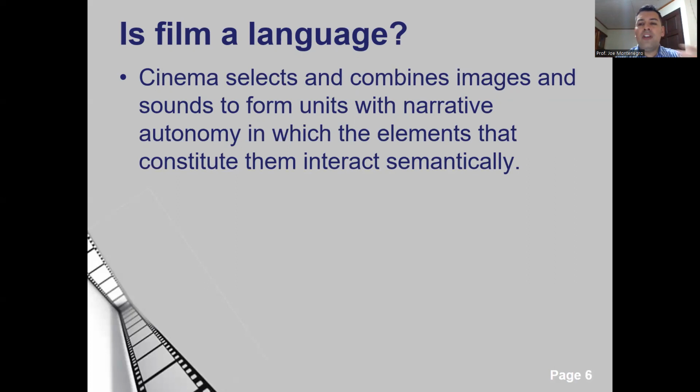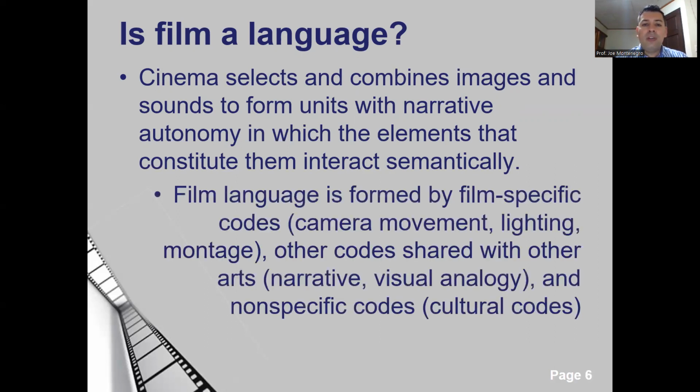And then the colors of the clothes that a character is wearing are also maybe related to the character's state of mind, for example, or to the room where they are, or the place where they are, or the shape of the shot that is being used, the movement of the camera. So all of them work organically and together to communicate the message that the film ultimately wants to communicate. So film language is formed by codes.